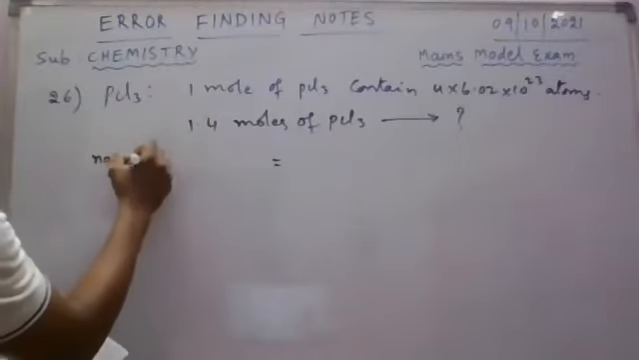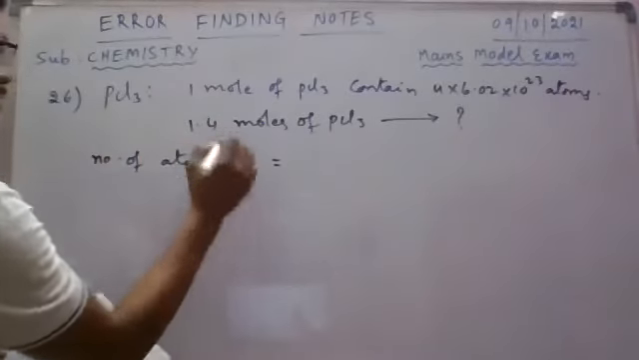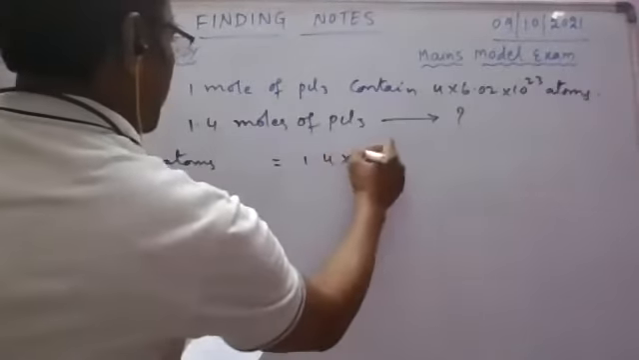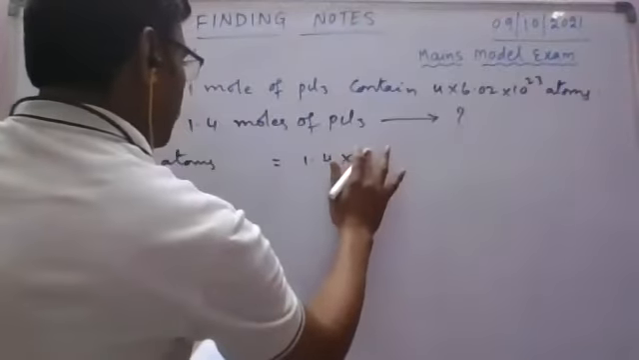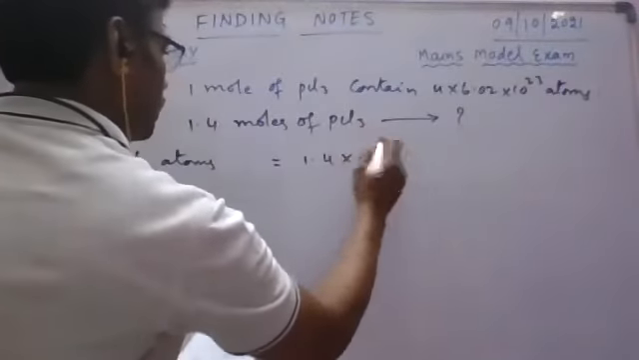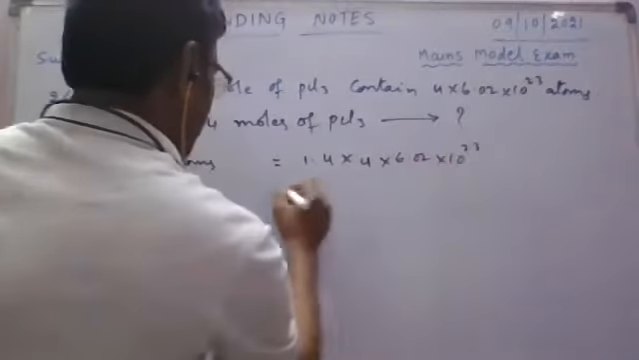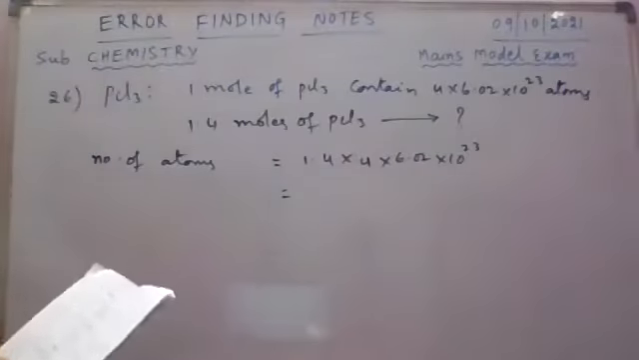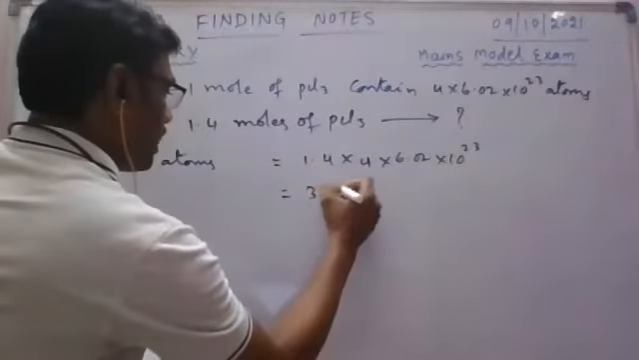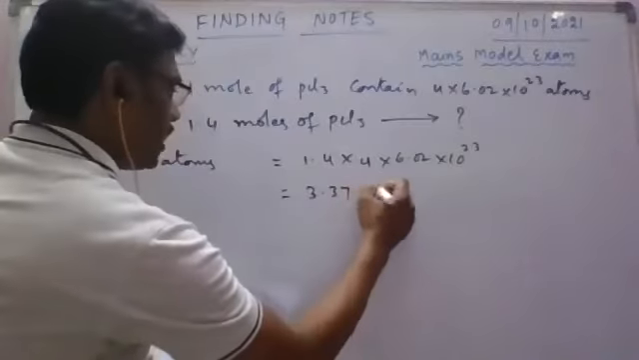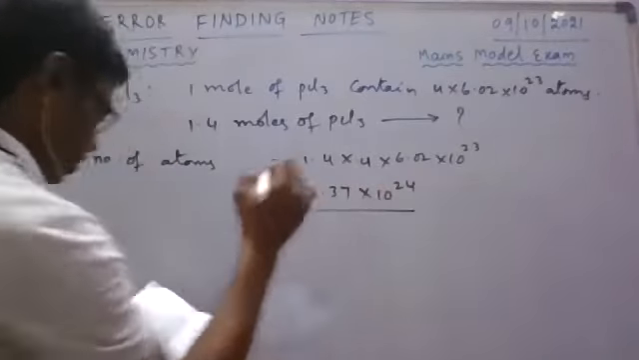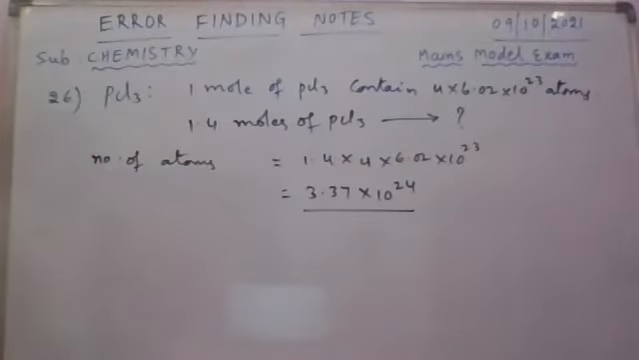Here number of atoms is equal to 1.4 into 4 into 6.02 into 10 to the power 23. If you simplify that, you get 3.37 into 10 to the power 24.